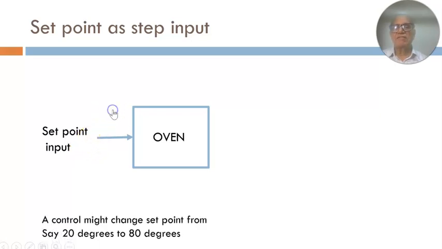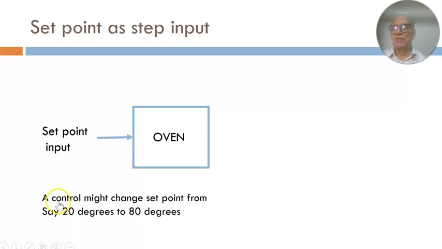So you can write the equation for the set point input. So in this fashion, set input will be 20 plus 60 u(t). So let me repeat this. A control might change the set point from say 20 degrees to 80 degrees. In that case, the set input can be written as 20 plus 60 u(t). So t equal to 0 is the time at which you suddenly change the knob. Okay. Before that, this is 0. So 20 degrees is the temperature. But after this, what happens?